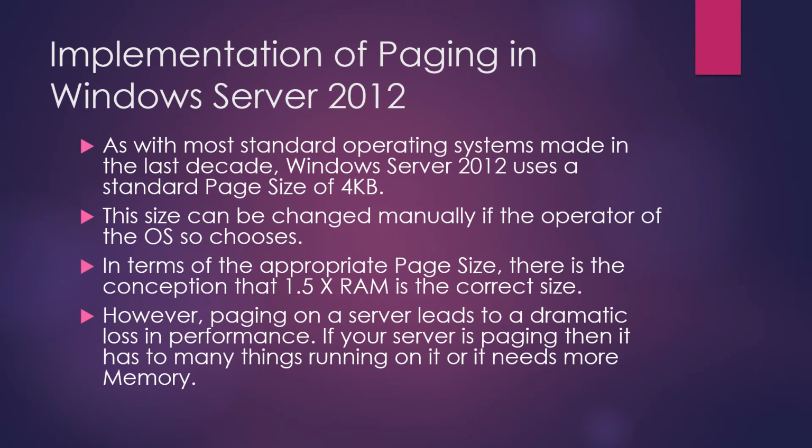Now, in Windows Server 2012, as with most standard operating systems made in the last decade, Windows Server 2012 uses a standard page size of 4 kilobytes. This can be changed if the operator so chooses, and there is an approximate page size conception that 1.5 times the RAM installed on the machine is the correct size. However, paging on a server leads to a dramatic loss in performance. If your server is paging, then it has too many things running on it or needs more memory.